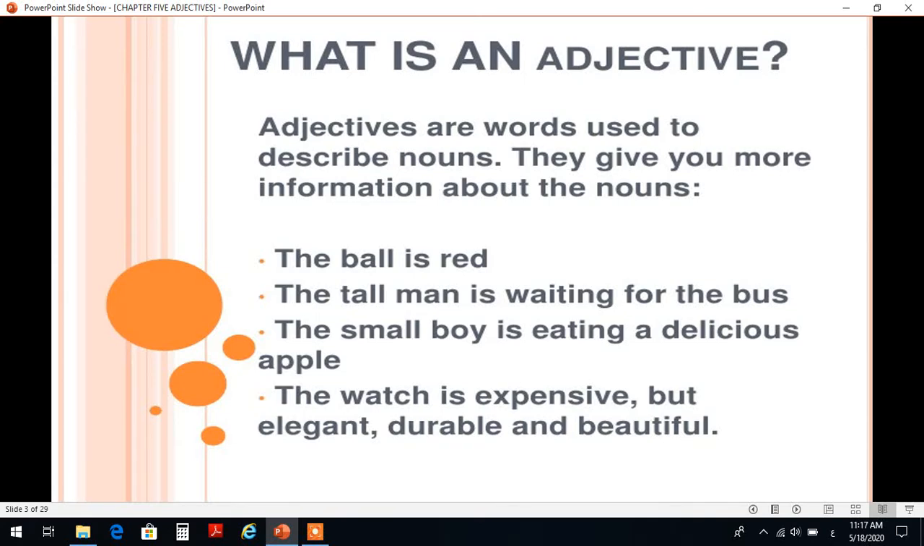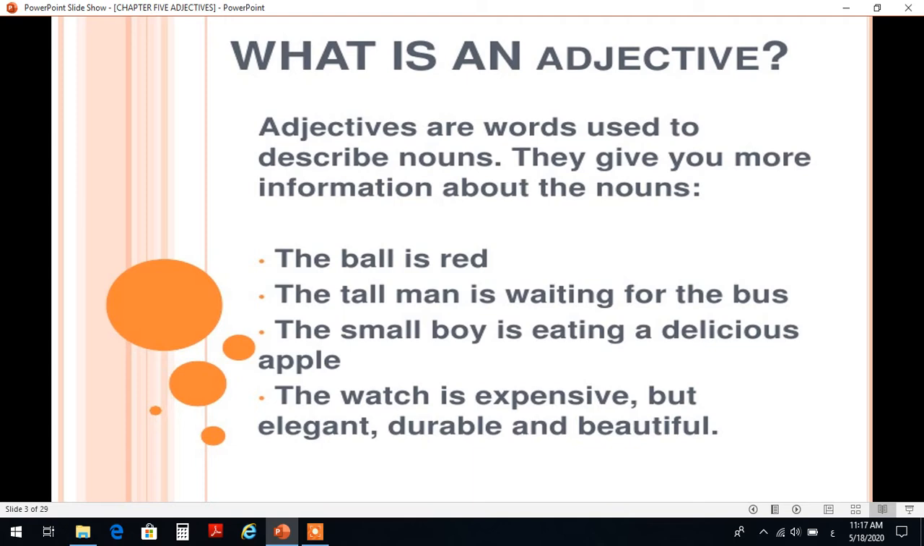So what is an adjective? Adjectives are words used to describe nouns. They give you more information about the nouns. إذن الصفات هي كلمات نستخدمها لوصف الأسماء كي تعطينا معلومات إضافية عن تلك الأسماء. For example, we say the ball is red. So red is the adjective which is used to describe the noun ball.